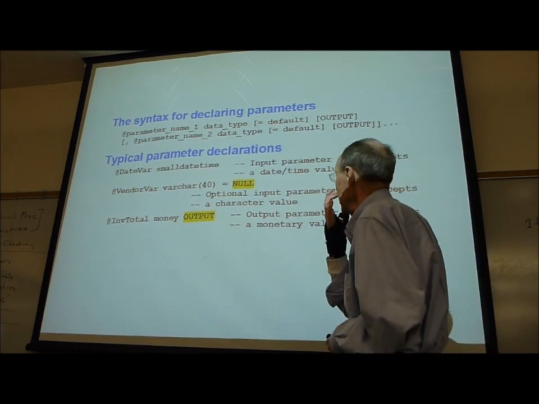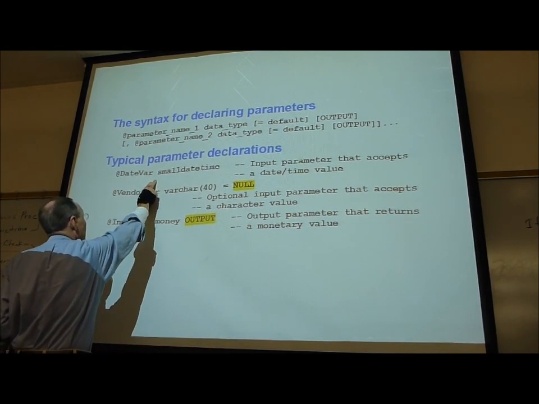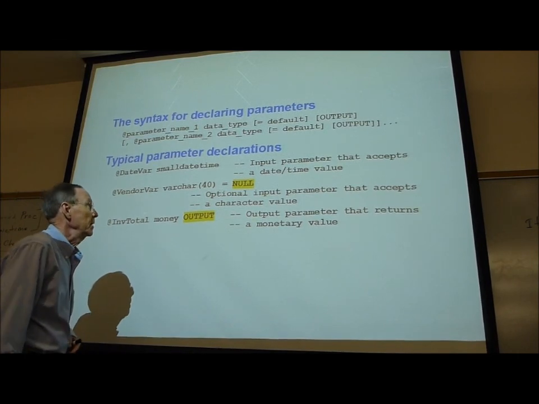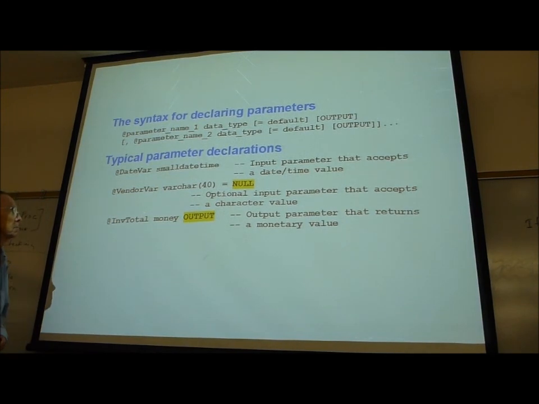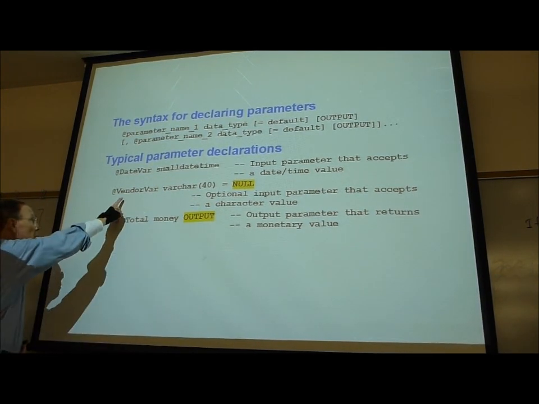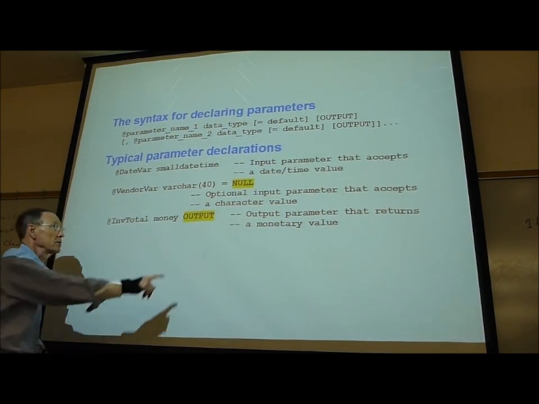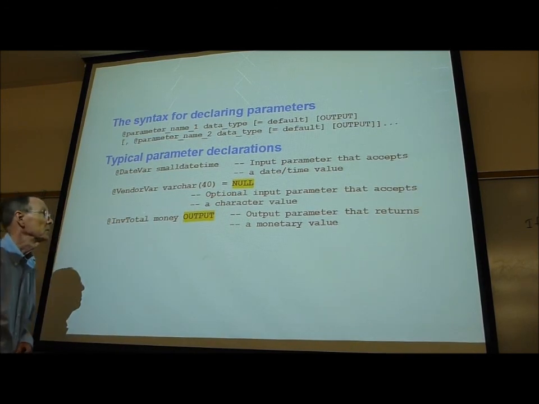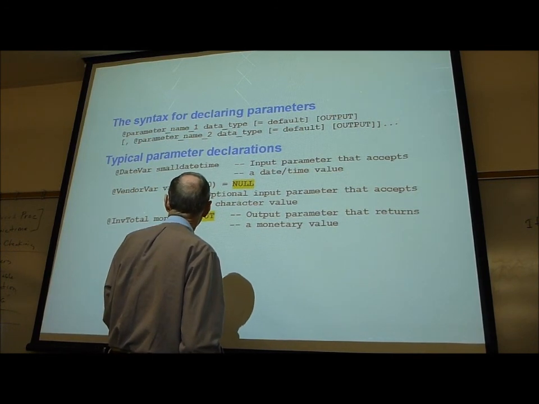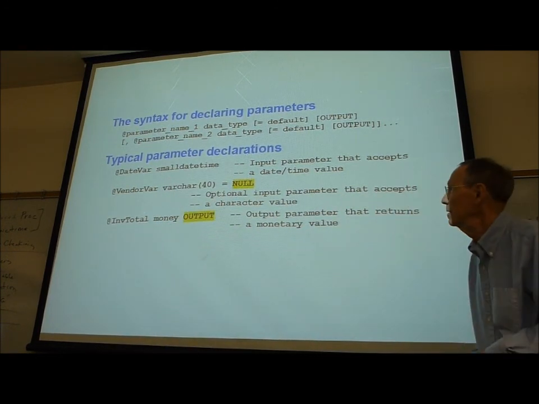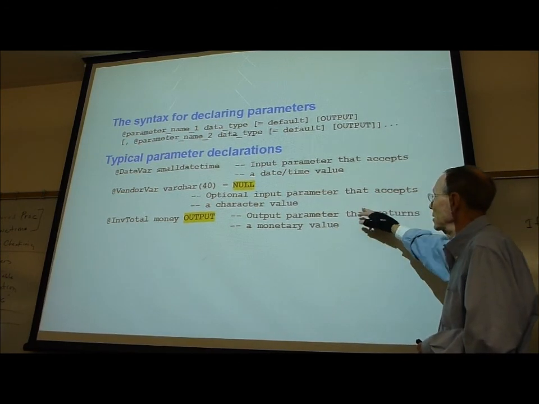I've got a couple of examples here. Here's a case where all we have is a date variable, smalldatetime. That means it's simply an input parameter that accepts a datetime value. Here, I've got a vendor variable, varchar, and it has a default value of null. In other words, if I don't have a vendor name... I'm not sure what that means, but anyway, this is from your book too. It's an optional input parameter that accepts a character value.